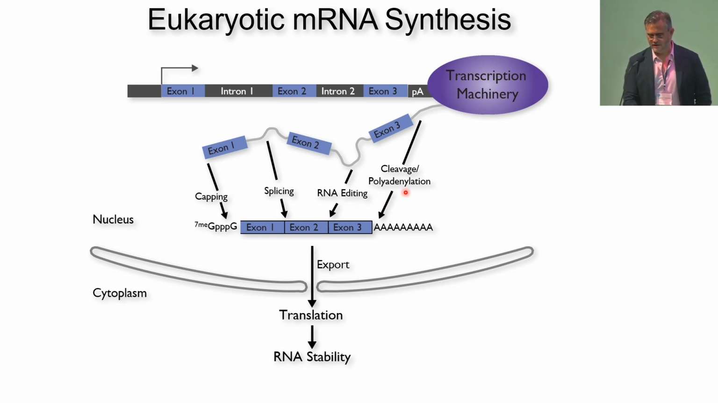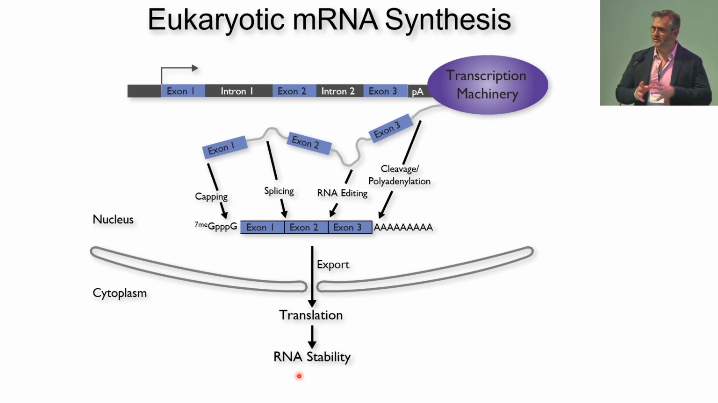Then at the 3' end, the RNAs are cleaved and polyadenylated to put a poly A tail on the end. These mRNAs are then exported from the nucleus to the cytoplasm, where they can undergo translation to synthesize proteins. And then these RNAs are turned over, where they're degraded as well.